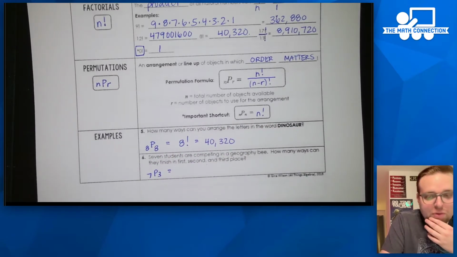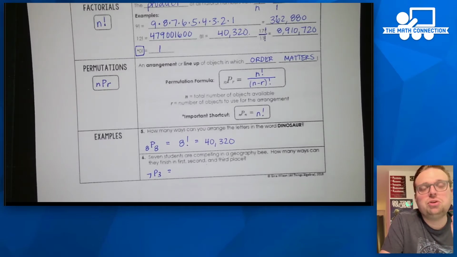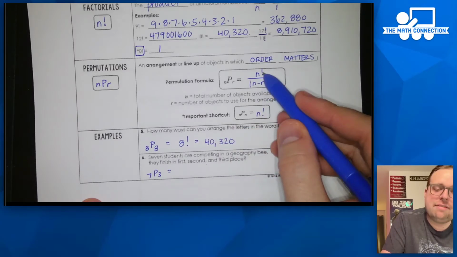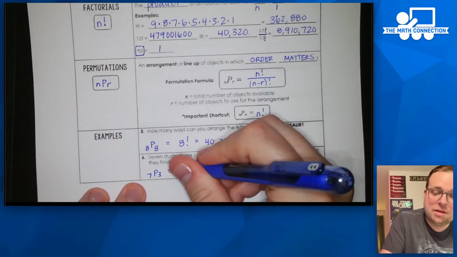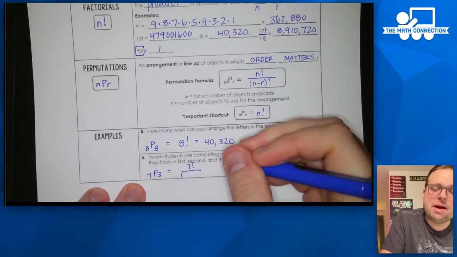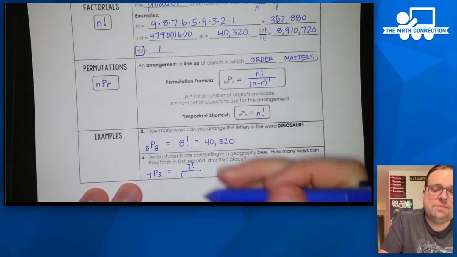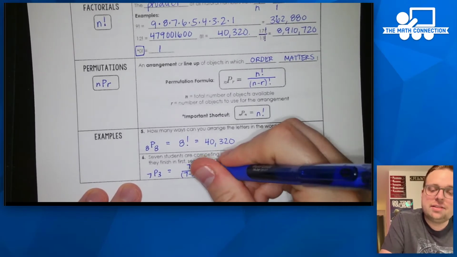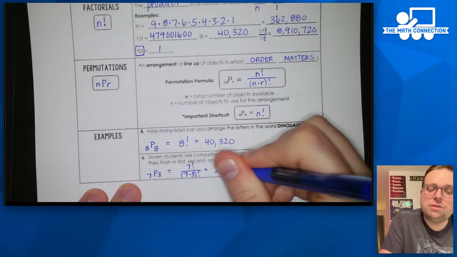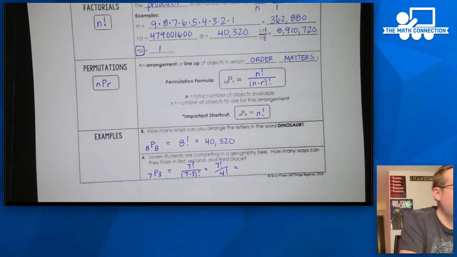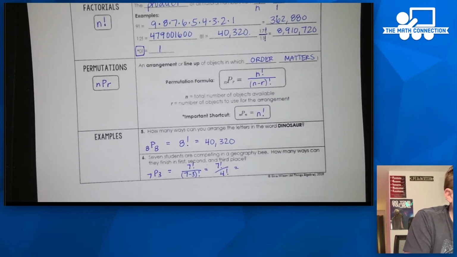So we will use the formula for this, and then in a moment I'm just going to show you how to do it on the calculator. So the formula says we do n factorial, well n is 7, so 7 factorial. And then in the denominator, we do n minus r, so r is 3, so (7 minus 3) factorial. And this simplifies to 7 factorial divided by 4 factorial. And I'm going to punch that in my calculator. One moment, please.